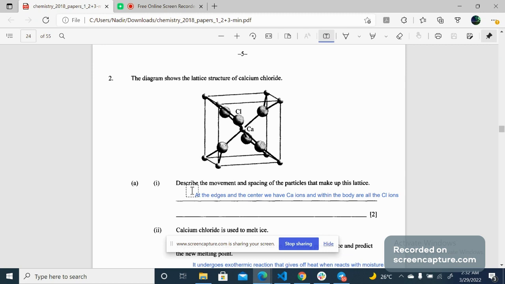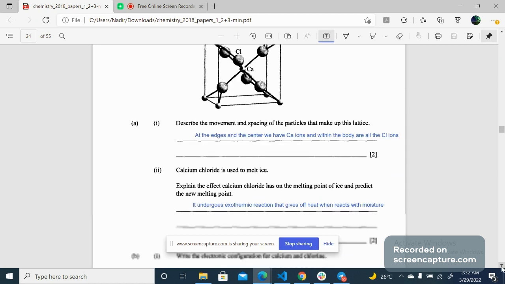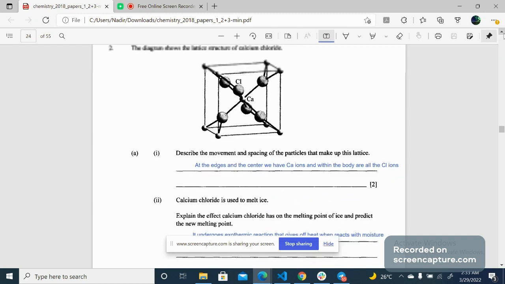And the first question of subsection A, the first part of the subsection, is asking us to describe the movement and spacing of the particles that make up this lattice. As I told you, this representation is called a lattice, in which you have specific edges, and you can see some atoms sitting at those edges, and in the body, at some particular locations in the lattice. So we have been asked to describe the movement and spacing of the particles that make up this lattice.